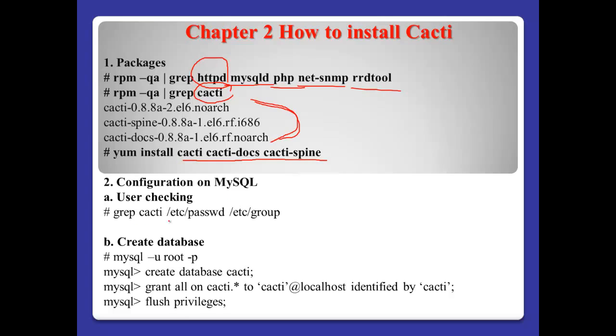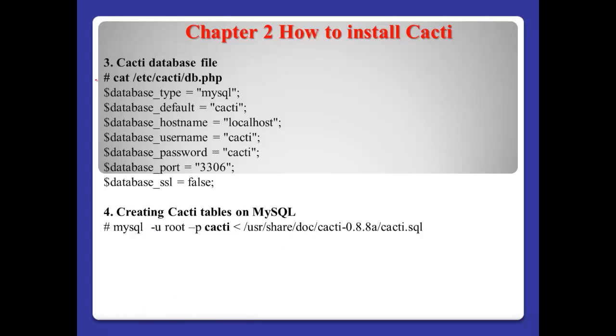And number 2, configuration on MySQL. First, please check the Cacti user in etc password and etc group. After that, we need to create a database for Cacti. After logging in to the MySQL database, create database cacti. Then we will grant all privileges on this database to username cacti with a password. In my case, I will use cacti for both.